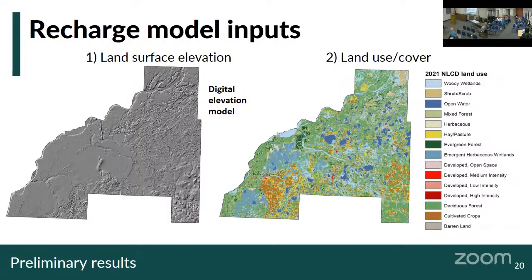So number 1, land surface elevation, that helps us know where surface water runoff should be routed in the model. The second is land use or land cover. That's important to consider because at a more developed area, you're going to have more runoff, and then different plants, of course, take up different amounts of water in the soil.